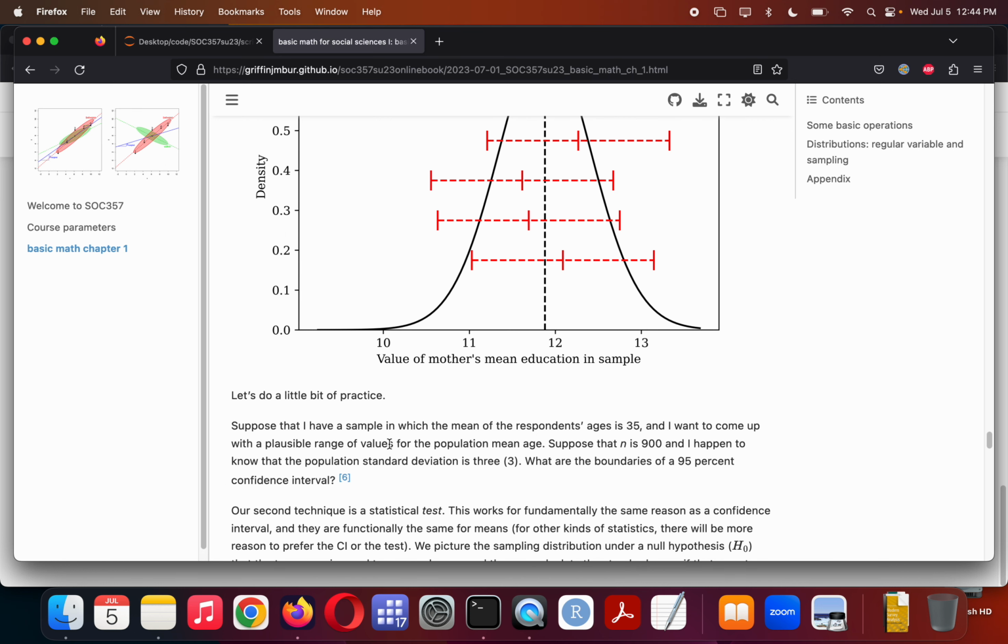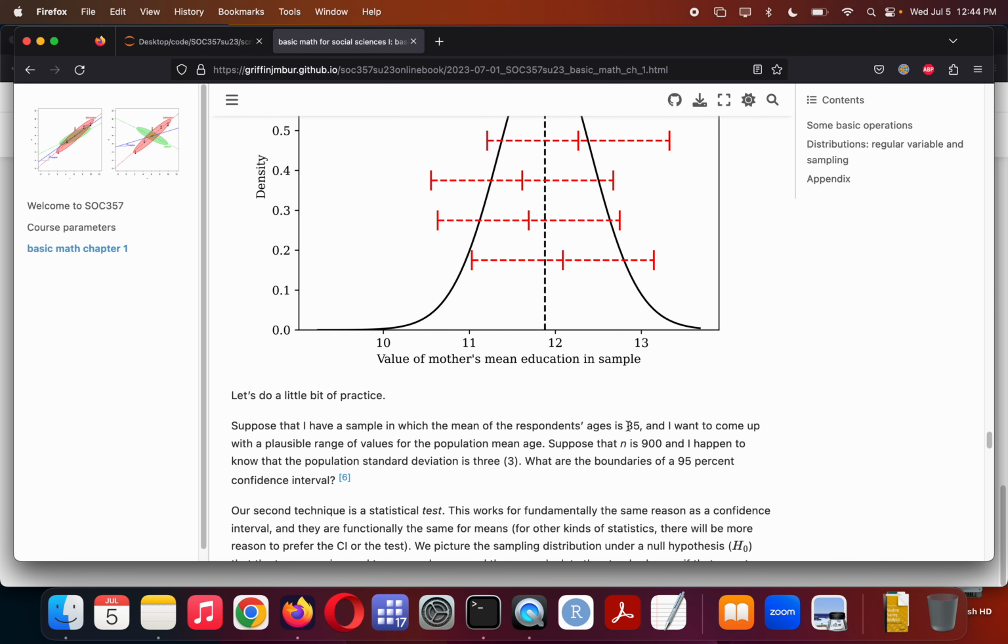So suppose I have a sample in which the mean of the respondents' ages is 35, and I want to come up with a plausible range of values for the population mean age. Let's suppose that n is 900, I picked a perfect square just for convenience, and I happen to know that the population standard deviation is 3. What are the boundaries of a 95% confidence interval?